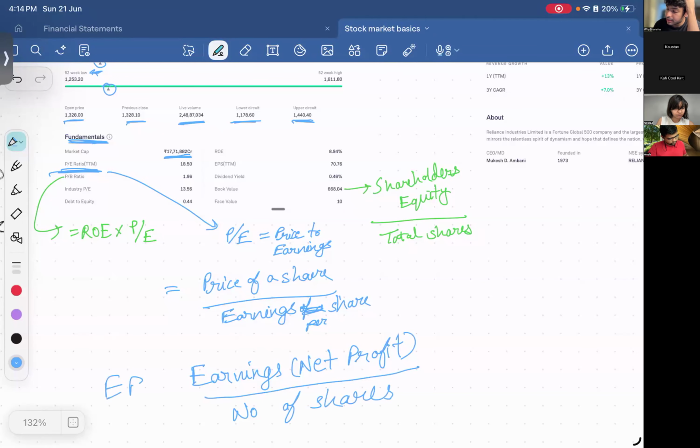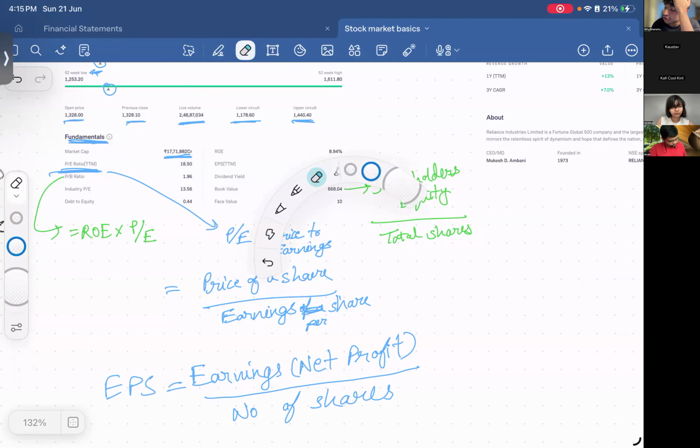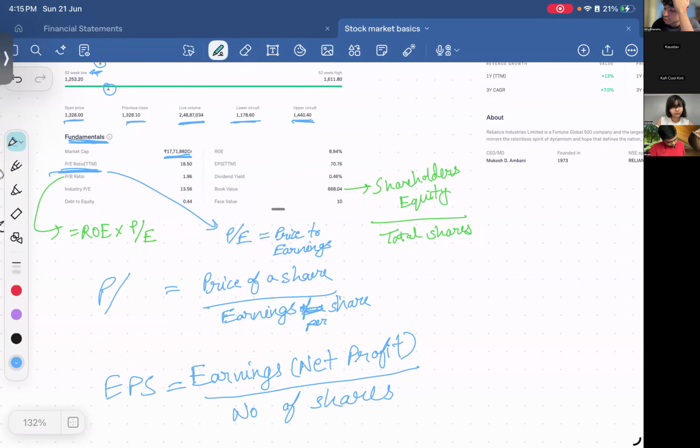This gives you the EPS. So you get earnings per share, which is your overall net profit divided by number of shares. And using that earnings per share, if you divide the price of a share by it, you get a PE ratio. Okay, great. Now I know what a PE ratio is, but what does it tell me? It tells you, for each rupee of earning on a share, what is the price.